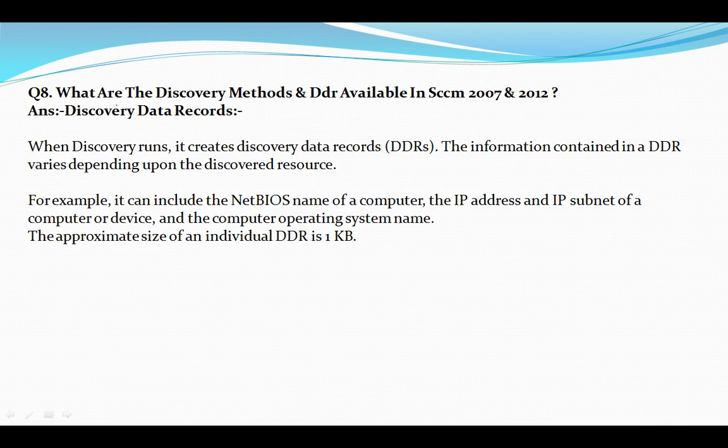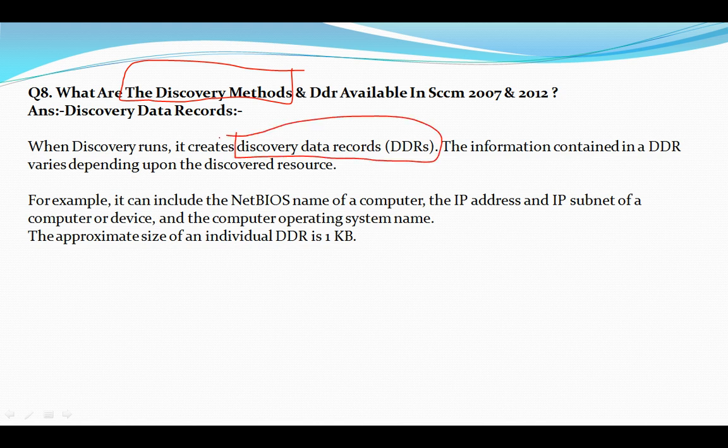And guys, now: what are the discovery methods and DDR available in SCCM 2007 and 12? So here there are two questions. First one is, what are the discovery methods? Discovery methods are basically used to discover network resources, or you can say objects, or computers, or something like that. And DDR, so we should know both things here. When discovery runs, it creates discovery data records. So DDR is known as discovery data records.